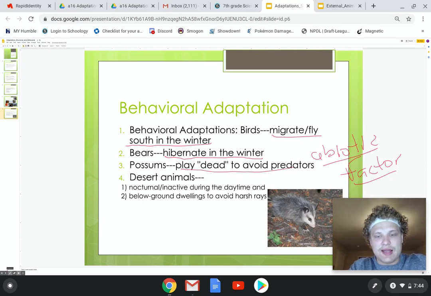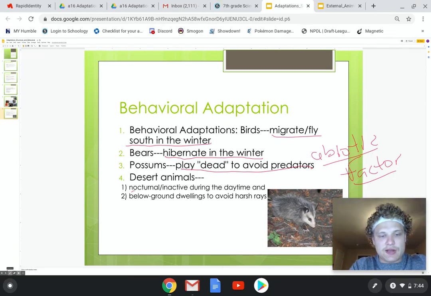Possums, they play dead to avoid predators. So it's not a physical thing like a stench. It's not like some teeth that help protect themselves. They just pretend to be dead. That's a behavioral adaptation that they've developed.